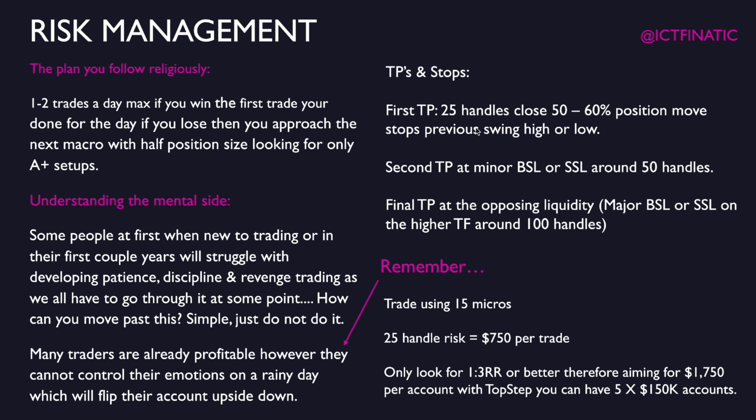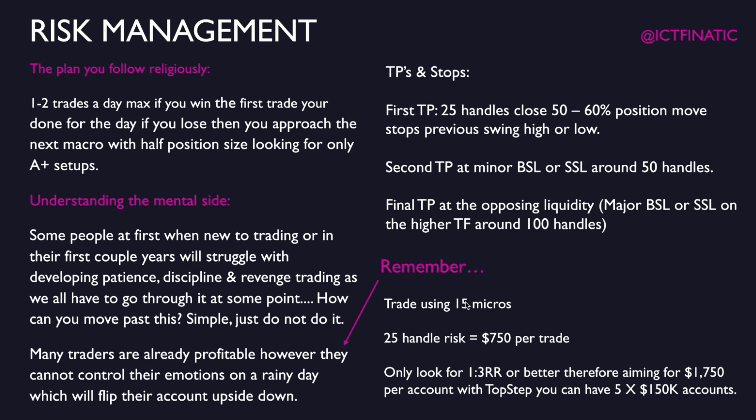And as you already know, first TP ran at around 25 handles, you close 50 to 60%, and then you move your stops to that previous swing high or low, whether you're long or short. Second TP around 50 handles for a retracement, and then final TP at the opposing liquidity for around usually 100 handles, or sometimes we've actually ran trades all the way to 170 handles, depending on the price action.